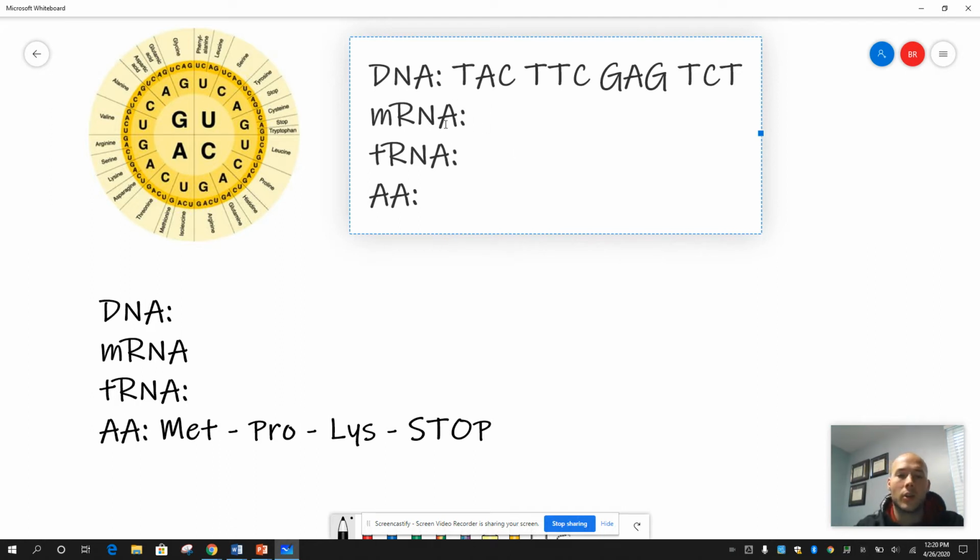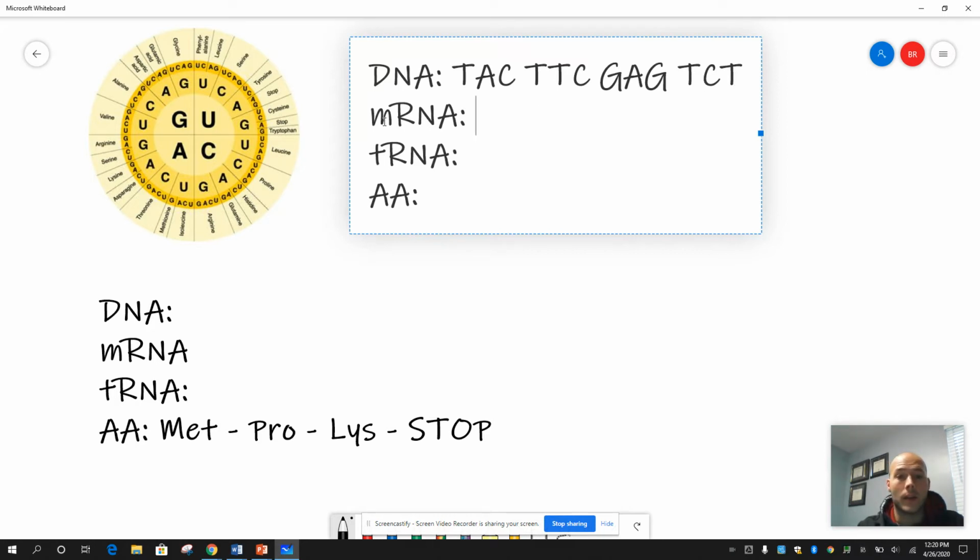So starting with our DNA, I'm going to read the actual words of these different nucleotides just because you do need to be familiar with their names to be able to identify them. So we have thymine, adenine, cytosine, thymine, thymine, cytosine, guanine, adenine, guanine, thymine, cytosine, thymine.